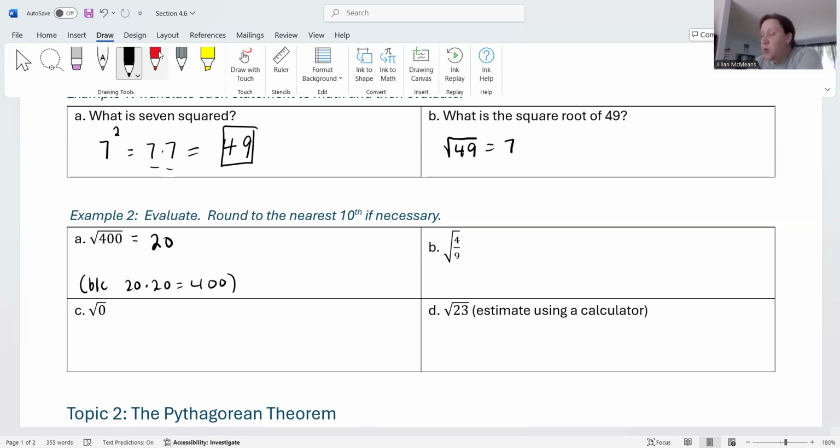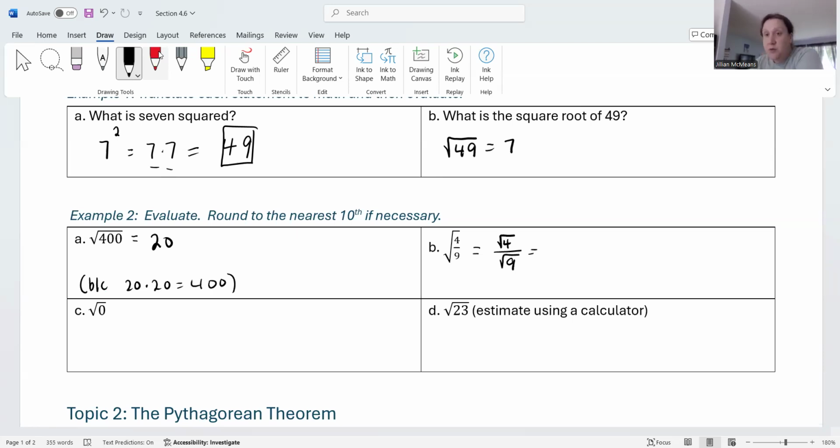around it. And so one really cool thing about fractions is if you have the square root of a fraction, you can break this into two separate pieces. Okay, so we could say this is the square root of 4 over the square root of 9. And that's going to help us simplify because we can take the square root of 4 and we can take the square root of 9.